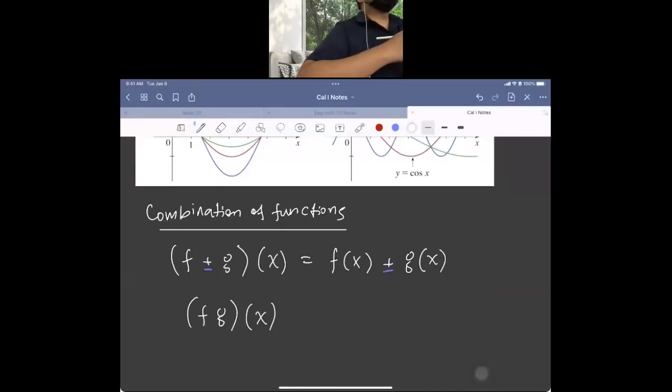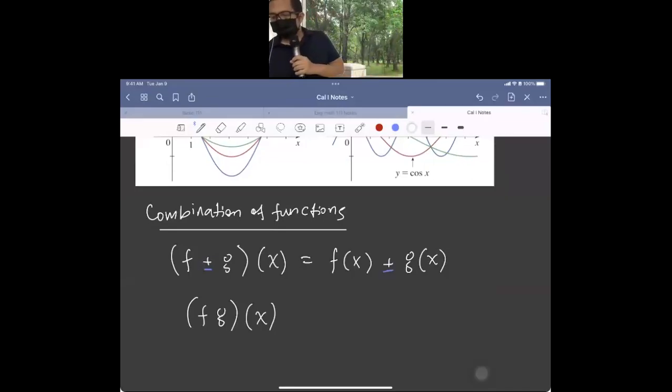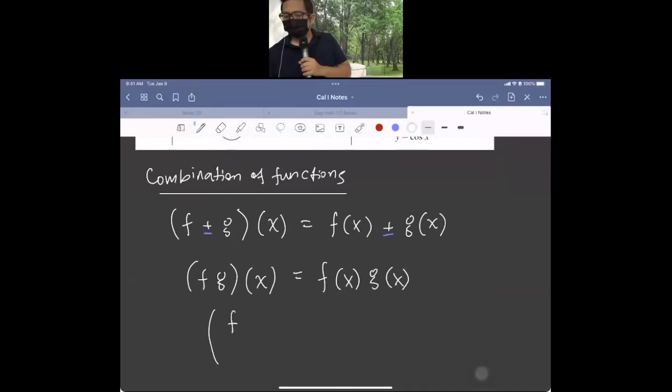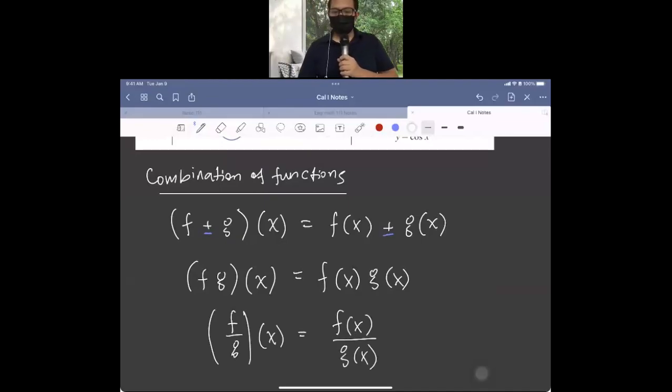Usually we have the f, right? But this f now is f multiplied with g. We can also say that this is just multiplying these two. And if you divide, this is dividing these two. And of course, when you transform the functions, the domain can also change, right? So that's also one thing to keep in mind. The domain can be changed.